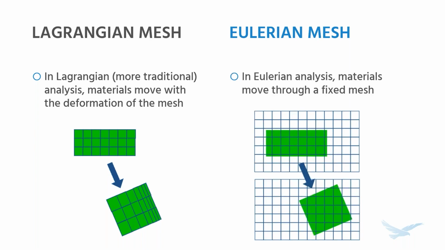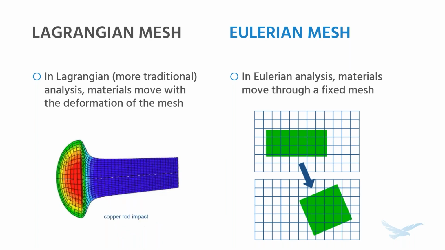An Eulerian mesh is very different. Here, we define a mesh that's filled with the material, and then when we go and deform that part, we're simply moving the material through the mesh. You can see the grid that we start with is exactly the same as the grid that we finish with. We've just changed which mesh cells have material inside them.